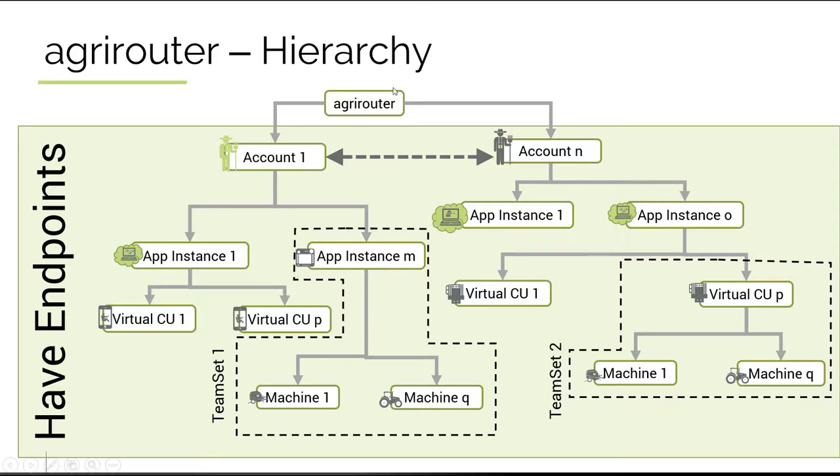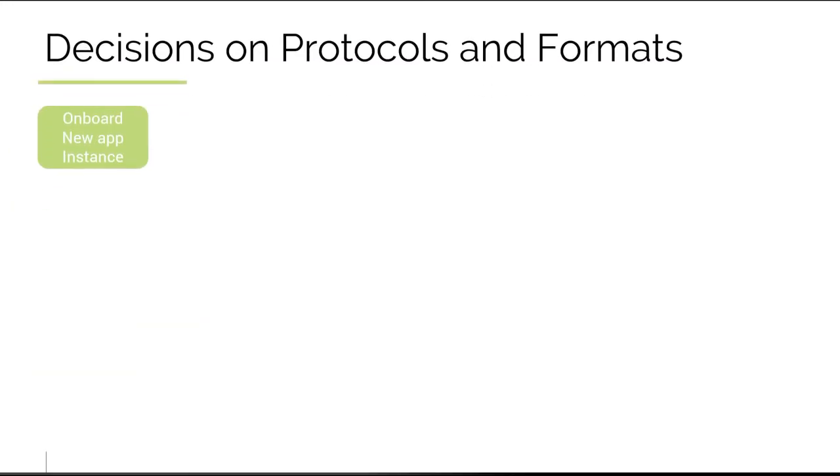Okay, so let's just start with a reminder of the hierarchy of the agrirouter. As you remember, we can connect accounts and we can have several types of software which are connected directly or indirectly to the agrirouter and which show up in the agrirouter from a customer's view as endpoints.